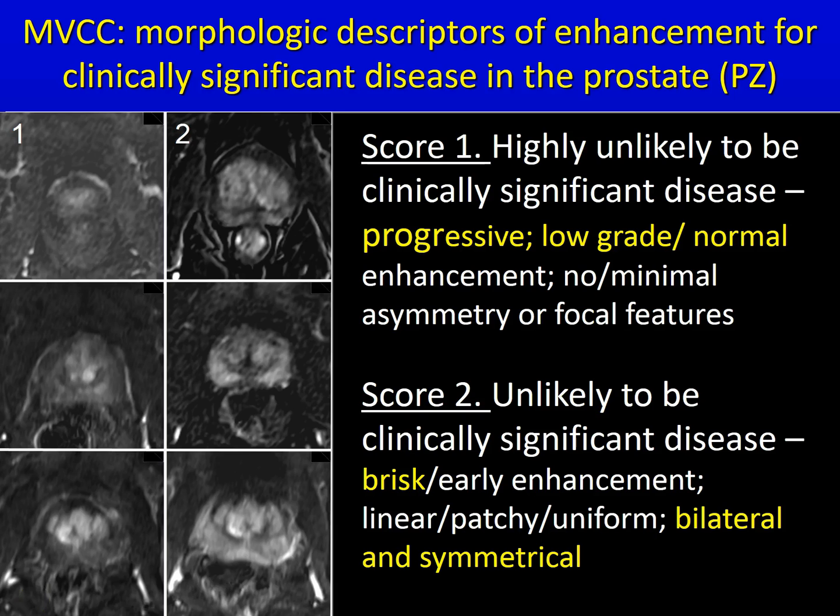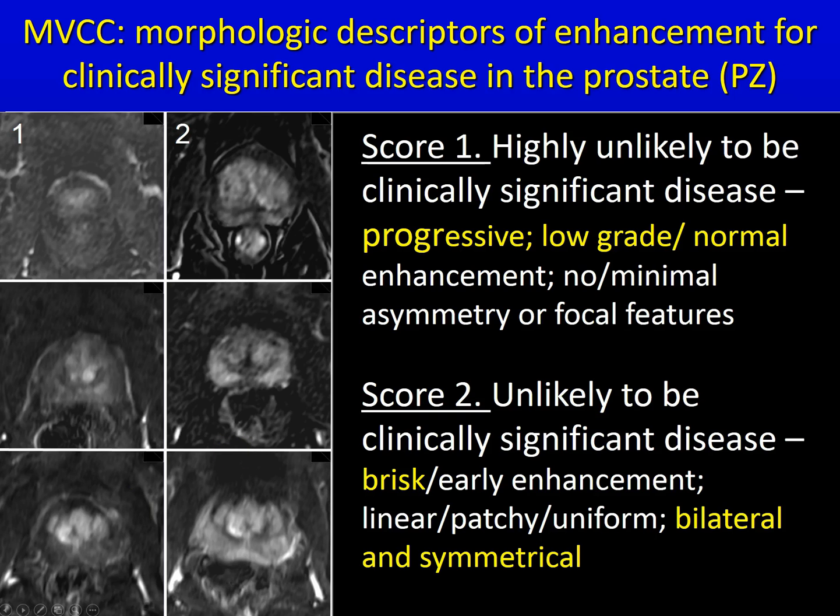So let me show you an example of morphologic descriptors that can be used for prostate cancer in the peripheral zone. So here are examples of diffuse, low grade enhancement in the peripheral zone of the prostate gland, which would be classified as a score 1, highly unlikely to represent clinically significant disease.